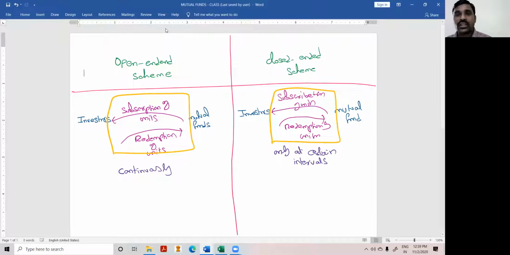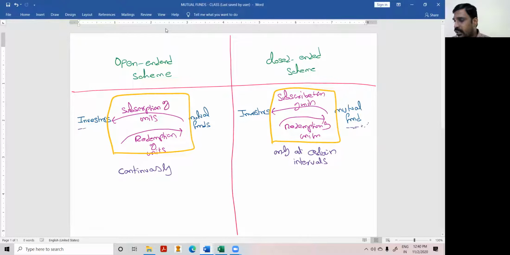That means whenever the fund chooses to issue new units, the unit holders will be able to subscribe. Whenever the fund chooses to repurchase the units, the unit holders will be able to redeem the units. That means the choice lies with the fund. Whenever the fund wants to issue the units, the unit holders can subscribe. When the fund wants to repurchase the units, only at that point of time can we redeem the units.